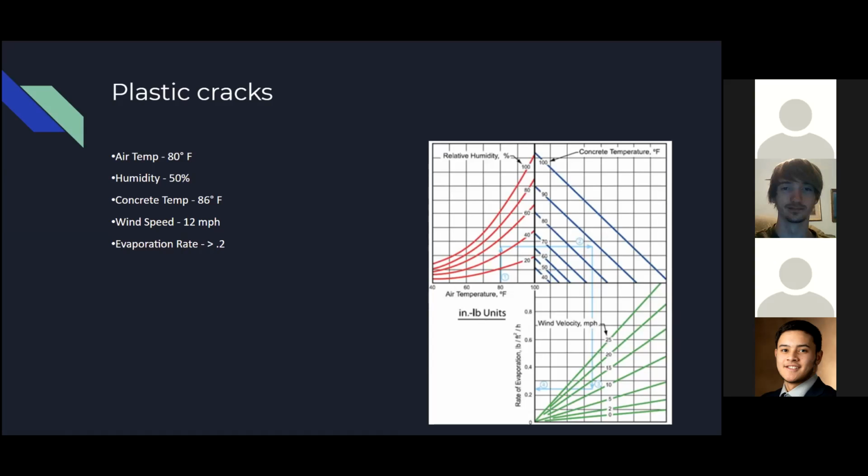And then we take this value to help determine the risk of plastic shrinkage cracks occurring on the surface of the concrete, which can damage the integrity of a new pour. We'll go into more details about how this was implemented whenever we do the product demonstration.